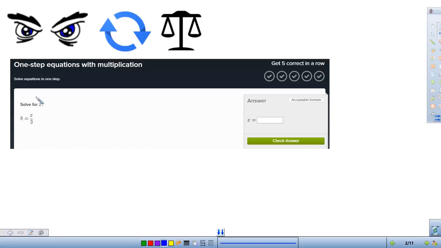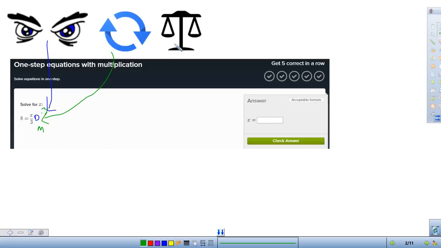This is solve for x, and we're going to do our 3 steps. Step number 1 says to identify. So what's happening to x? This is division. That's what x over 3 means. Step number 2 says reverse the operation. I know the opposite of division is to multiply, so I'm going to write times 3.